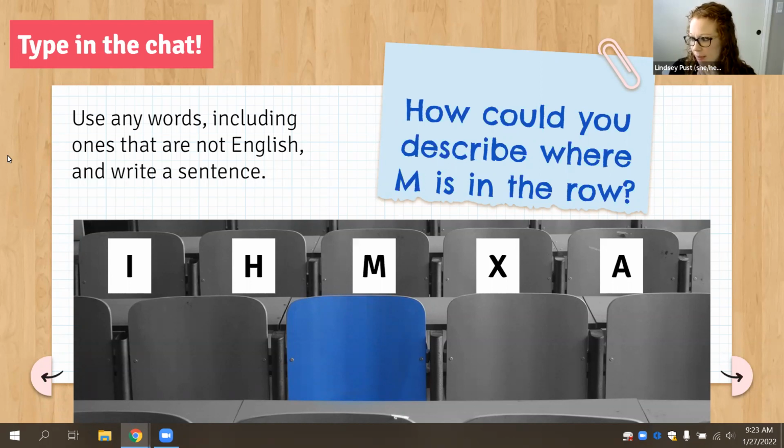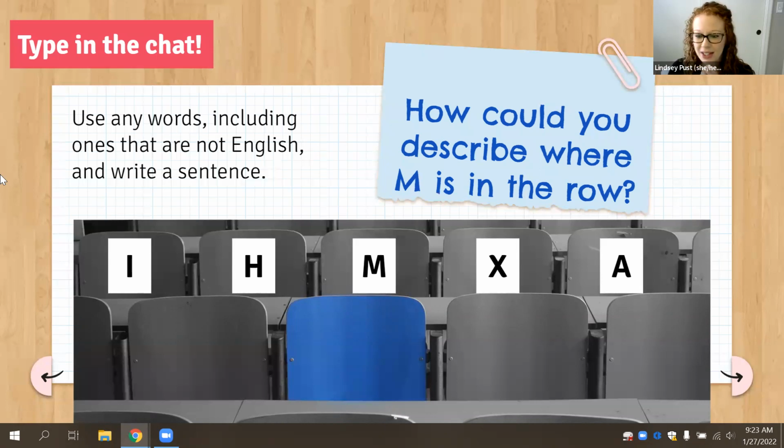I see some answers coming in. Awesome. M is in the middle. I see a lot of M is in the middle. M is in the middle of a row of 5 letters. M is the 3rd letter from the left and is in the middle. M is behind the blue chair and between the X and the H. Oh, they're coming in fast. I'm sorry, I can't read them all. M is between H and X, right? So you have M is between, M is behind the blue chair, right? So there's this blue chair.